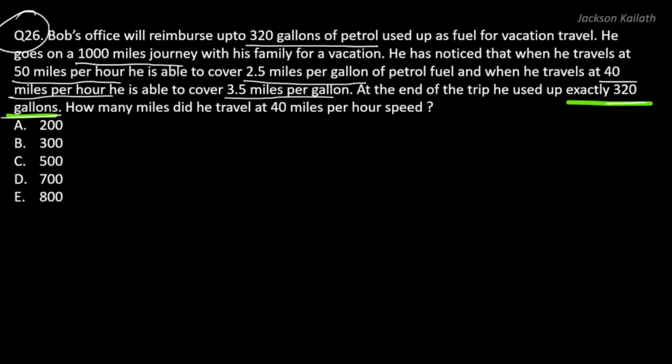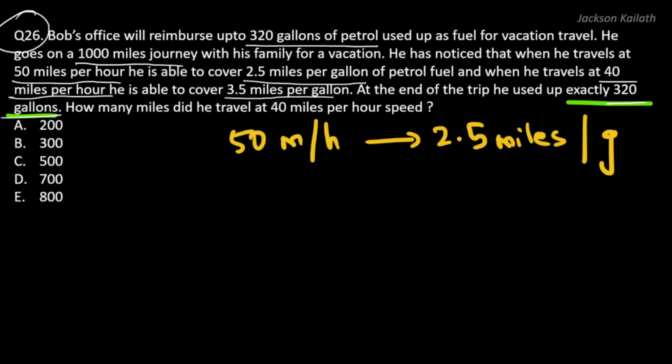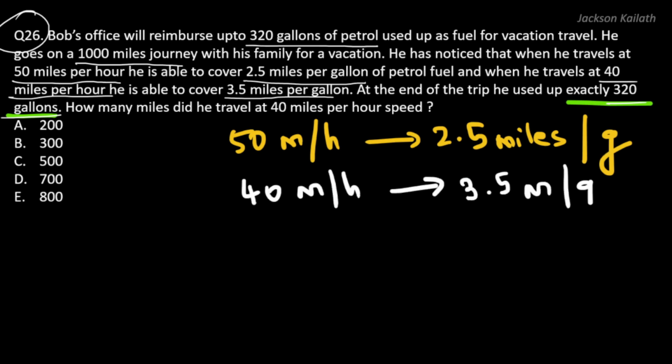Now over here, it's given that if he's traveling at 50 miles per hour, he's able to cover 2.5 miles with 1 gallon of petrol fuel. And it's also mentioned that if he's traveling at 40 miles per hour speed, then he's able to travel 3.5 miles in 1 gallon of petrol. So this is given. And the question is, we need to find out how many miles he traveled at 40 miles per hour. Let that be X.